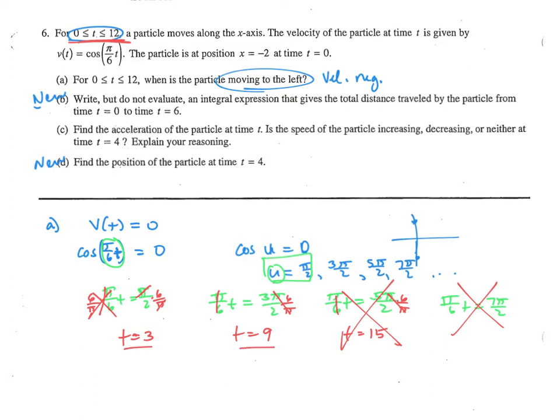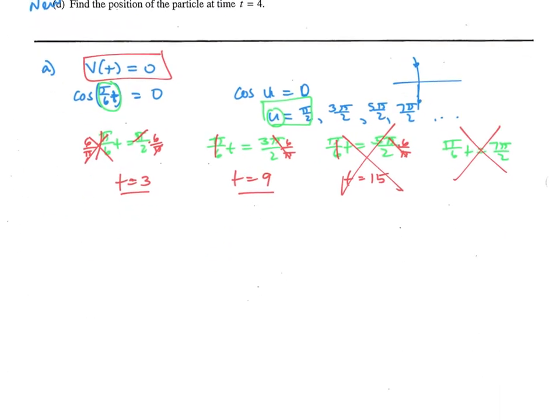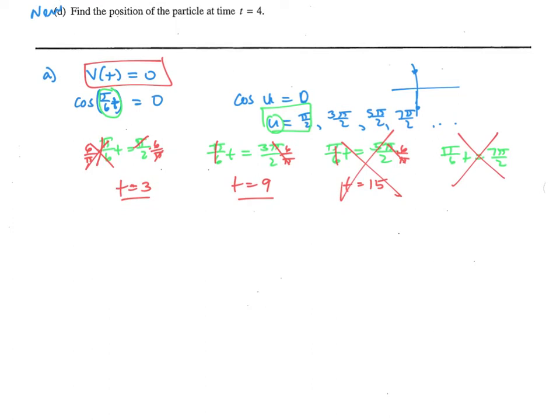But let's remind ourselves, what did we do? We found when the velocity was equal to 0. So I actually don't know anything yet as far as the question goes. Moving to the left, I need a negative velocity. So I need to do a little bit more work here, and there's multiple ways that you can think about this and set this up.